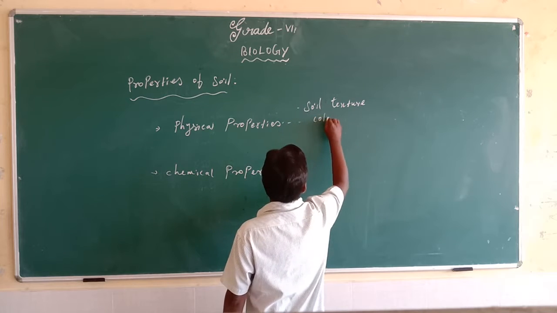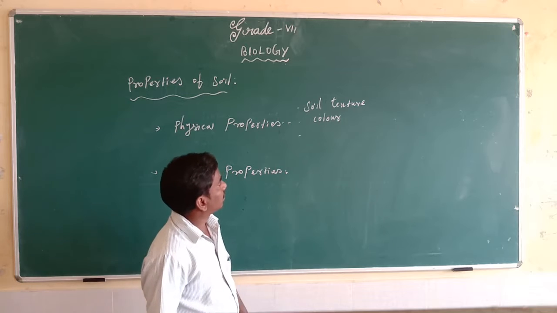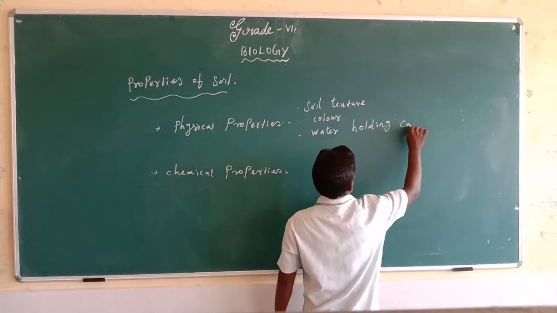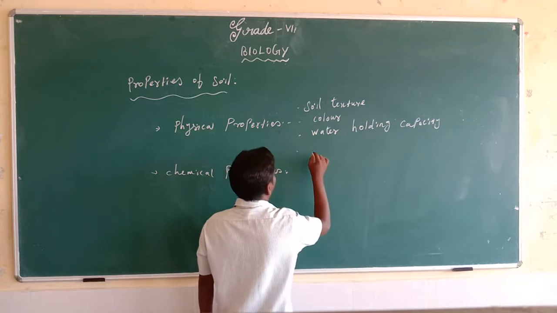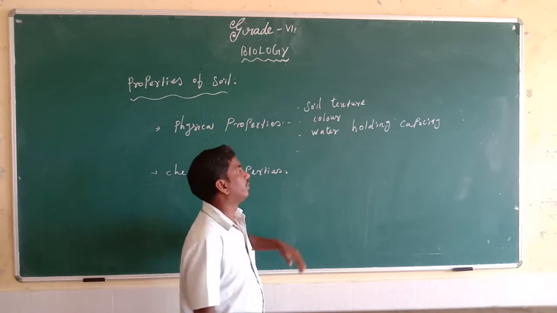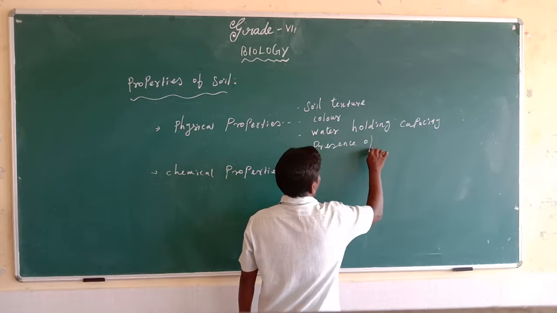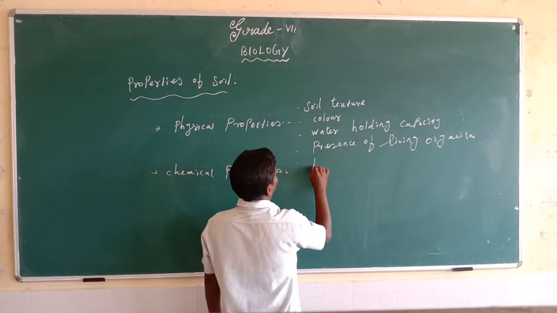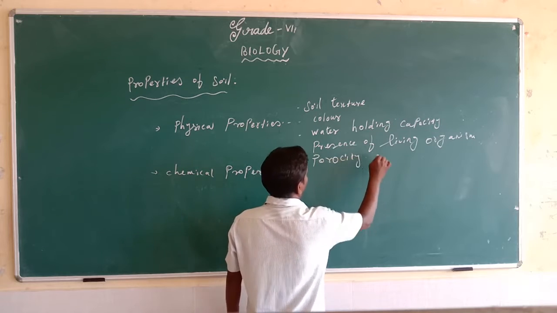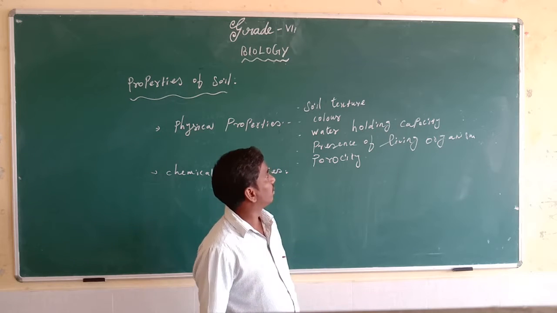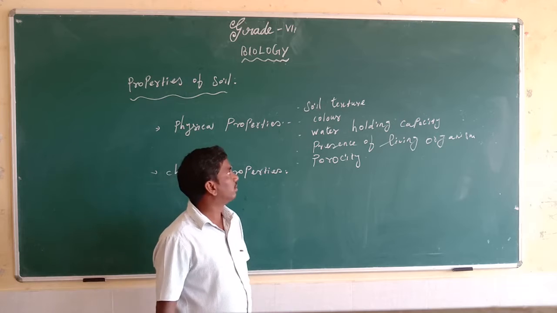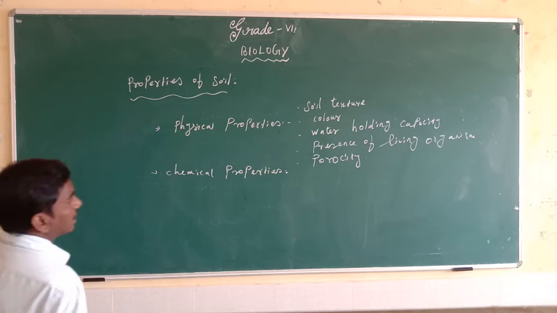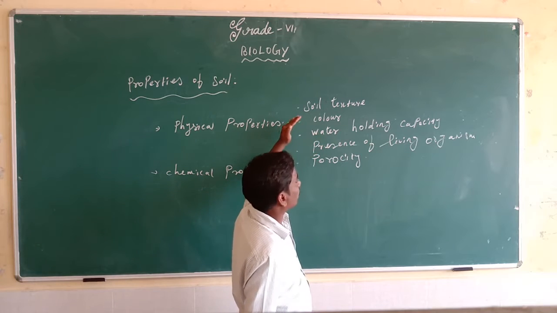And the second one is color, the soil color. The third one is the water holding capacity. Then the presence of living organisms. And the fourth one is the porosity, the porous nature of soil. So these are the physical properties of soil: soil texture and color, water holding capacity, presence of living organisms, and porosity.